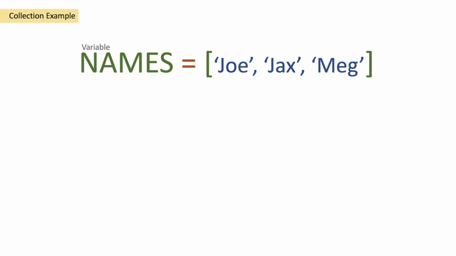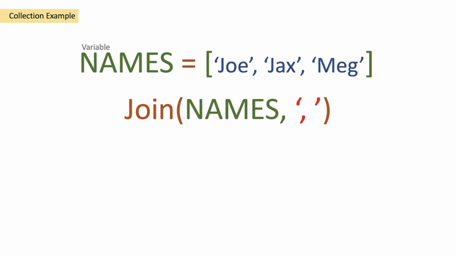We've got a names array of Joe, Jackson, Meg. We use the join function, we pass in our array, and then we're going to pass in a string of comma and a space. Now what this is going to do is iterate over Joe, Jackson, Meg. So it's going to iterate over every single object that you have in your array, and it's going to apply the comma and the space to the end of it. And then eventually we're going to return a string to us of Joe, comma, space, Jax, comma, space, Meg.